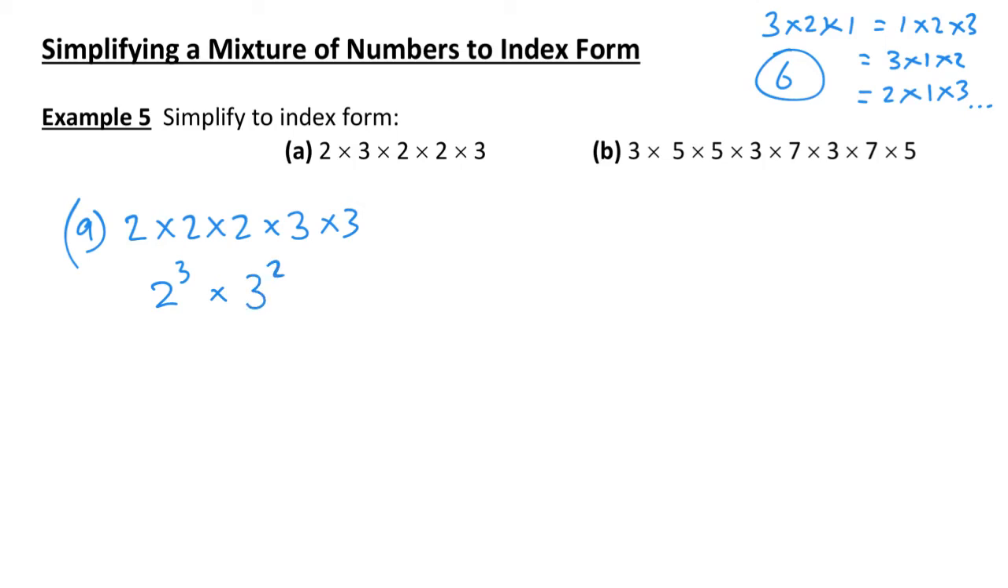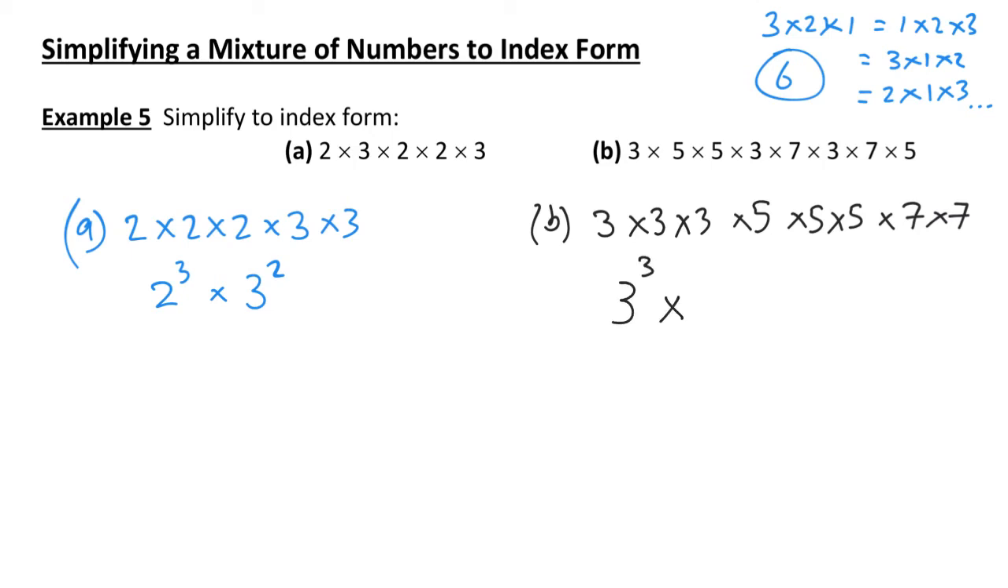Example B, we've got 3 times 5 times 5 times 3 times 7 times 3 times 7 times 5. Again, if we put them into numerical order, we've got 3 times 3 times 3 times 5 times 5 times 5 times 7 times 7. So the 3 times 3 times 3 we can simplify to 3 cubed. The 5 times 5 times 5 we could express as 5 cubed, and the 7 times 7 as 7 squared. So we have 3 cubed times 5 cubed times 7 squared.